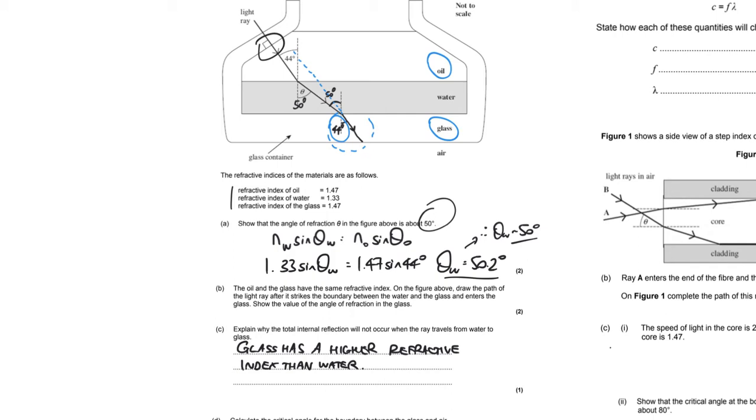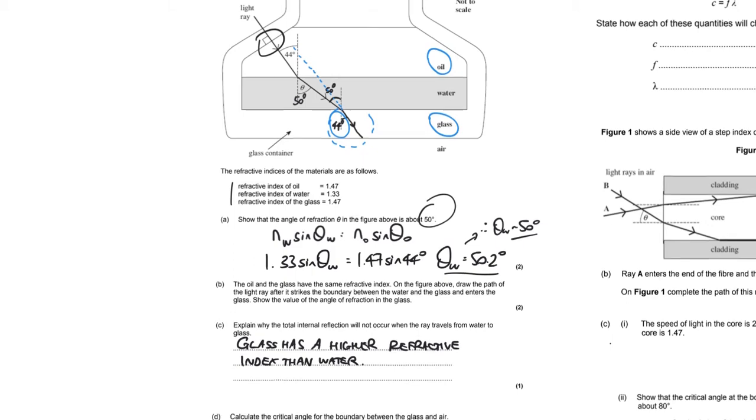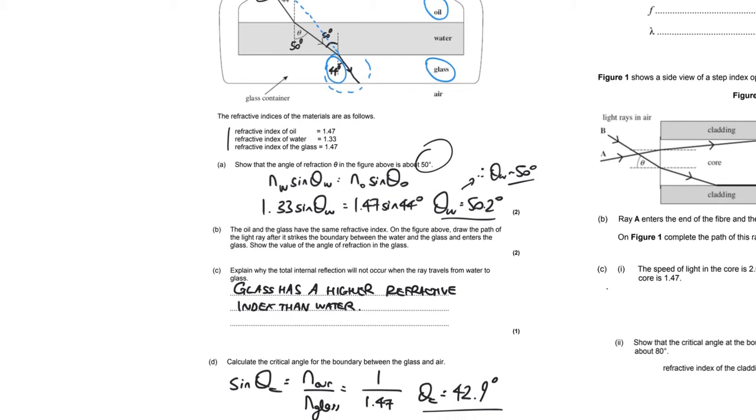The reason why total internal reflection does not occur when we go from water to glass is that we're going from a less optically dense medium to a more optically dense medium. Another way of saying that is that glass has a higher refractive index than water. The critical angle for the boundary between the glass and the air, that's just a case of using the equation sine theta c equals n of the medium that you are entering divided by n of the medium you're leaving. It gives you 42.9 degrees. I write it to 3 significant figures because the refractive indices are written to 3 significant figures. We've got 1.47, therefore we're okay leaving that to 3 sig fig.